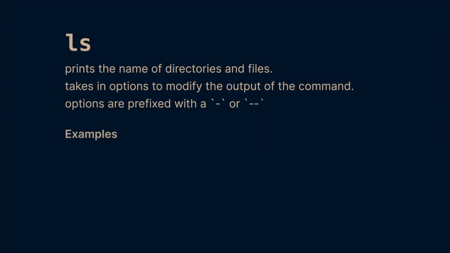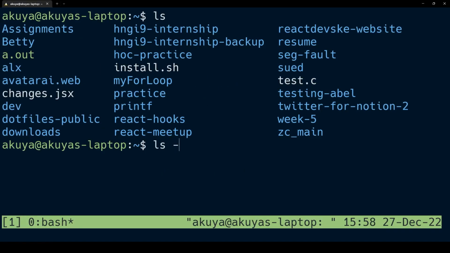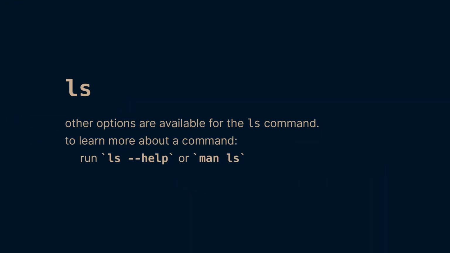An example of an option to pass in the ls command is the uppercase F option. This option classifies the output by adding a marker to a file or directory to indicate what they are. A trailing / shows that it's a directory, the @ symbol indicates a link, and the asterisk indicates an executable. Here's how you run the ls command with the uppercase F option. Apart from the uppercase F option, the ls command has many more options.